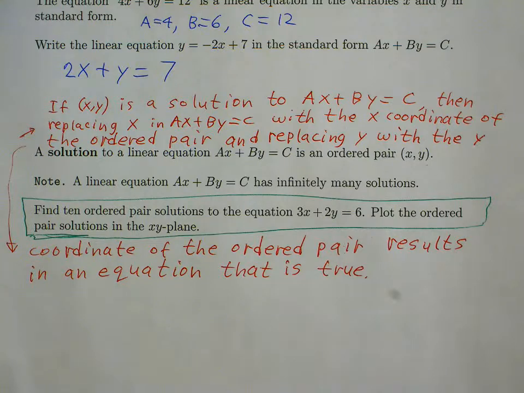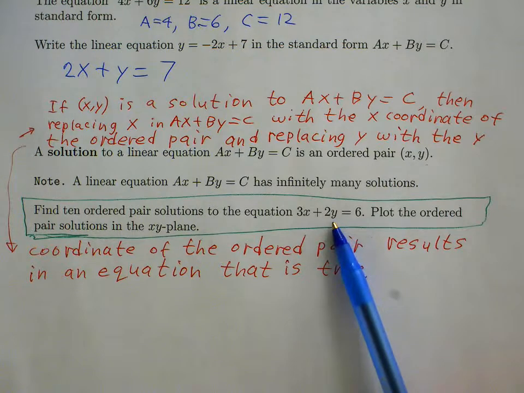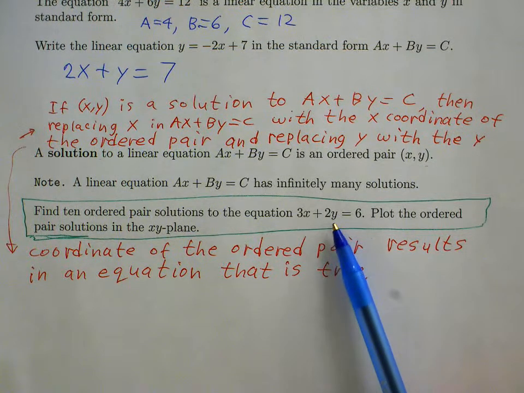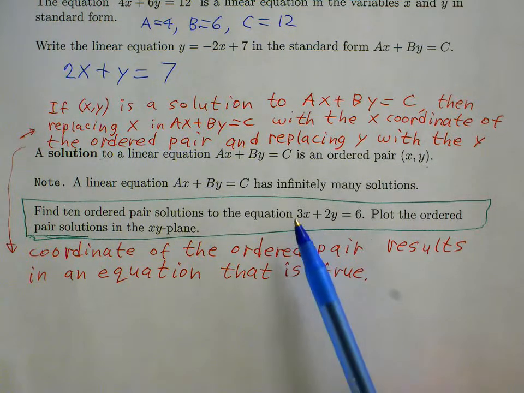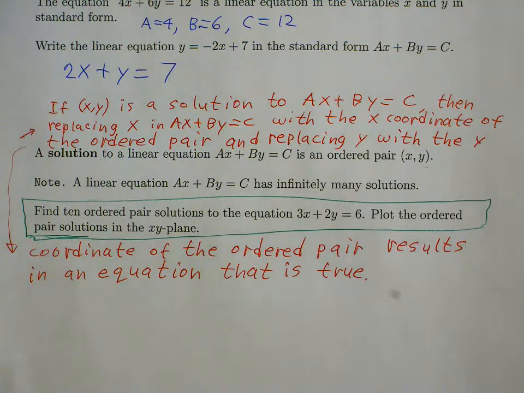Alternatively, if you don't want to pick x to be anything you want, you can pick y to be any number you want. And as soon as you pick a specific value for y, replace y with that number, solve the resulting equation for x, and we'll get another ordered pair solution.